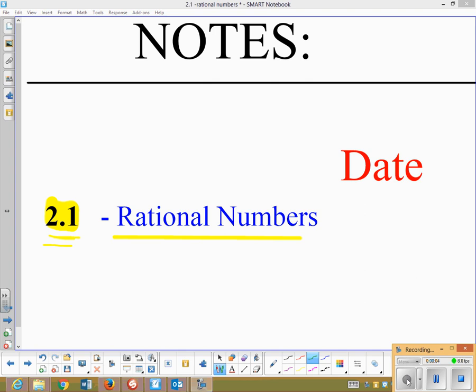This is Mrs. Wenger-Vossio, and today we're going to be covering a brand new chapter. It's 2.1, Rational Numbers. Don't forget our heading for our notes. You have to have the lesson number and the title and today's date. And also, as a reminder, don't forget to always highlight the lesson number and the title of the lesson. Let's go ahead and begin.